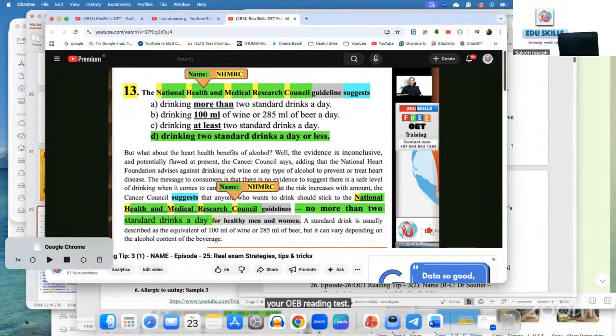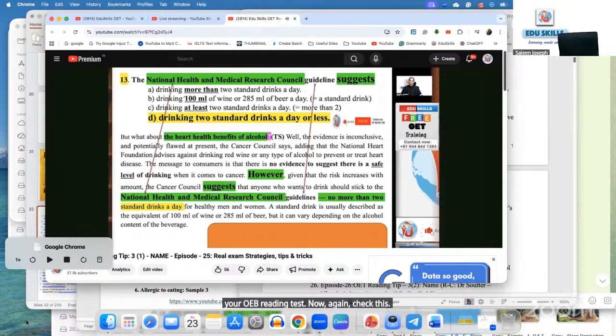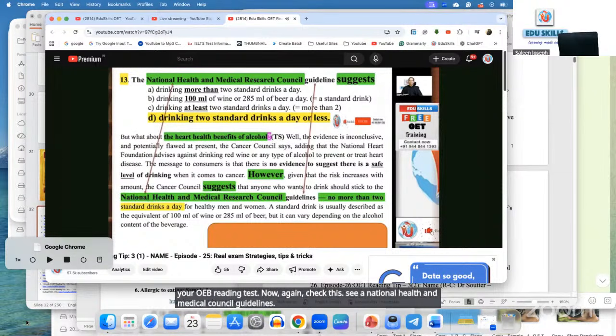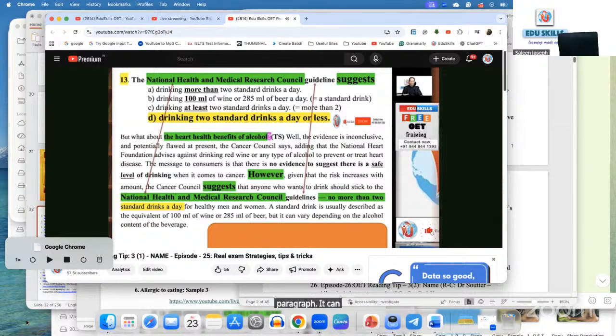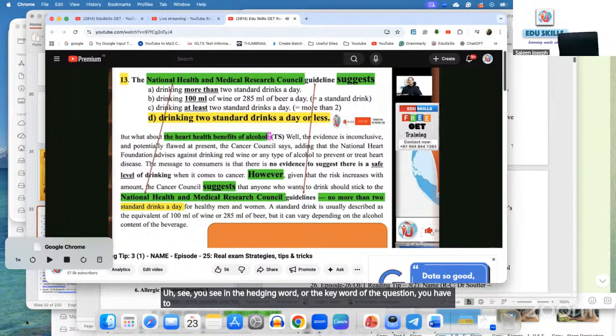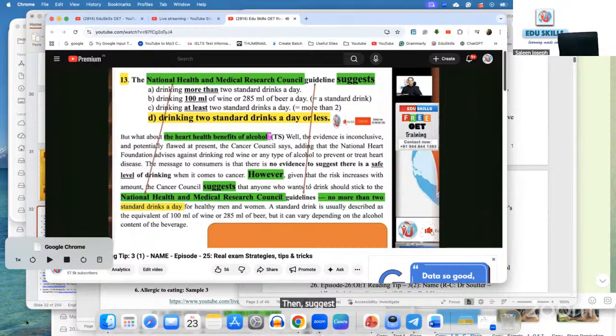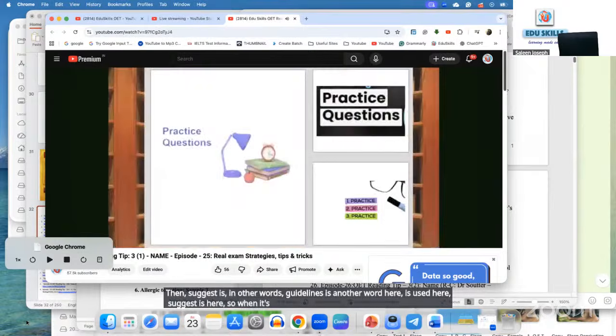Now again, check this. See National Health and Medical Council guidelines. This name clearly tells you just search for the name in the paragraph. It can be an organization, a person, or a device, whatever. Whenever a name happens, you see in the hedging word or the keyword of the question, you have to immediately go into that portion of the text. Then suggest is another word, guidelines is another word used here, suggest is here. So NHMRC, the name.